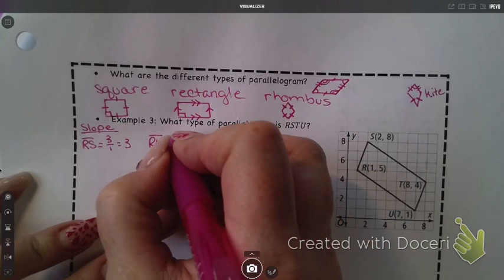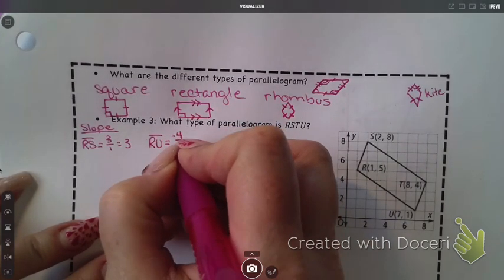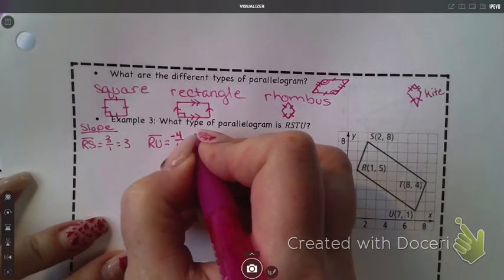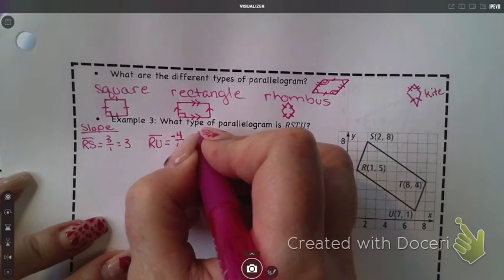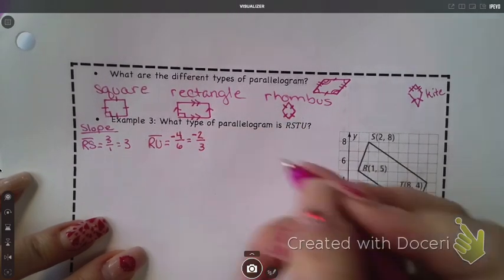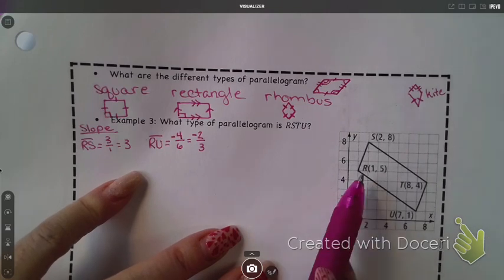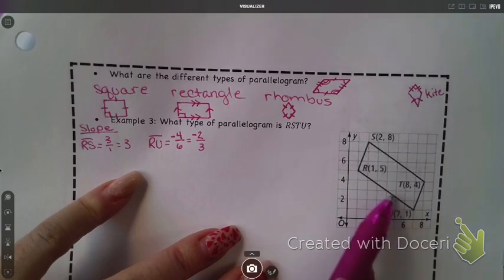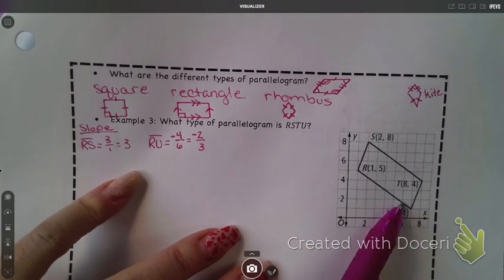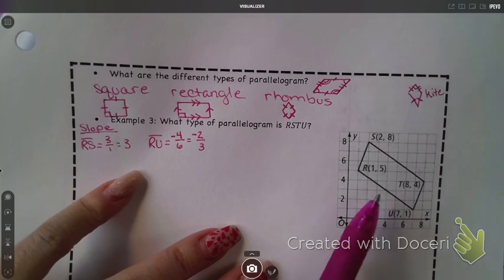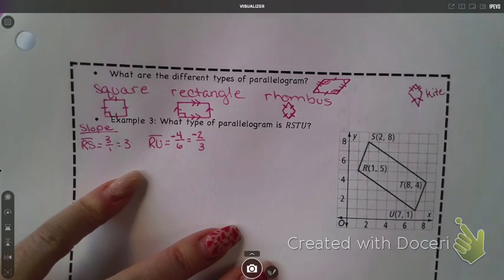I get -4/6. You get -4/6? So we probably should make it into -2/3. If they're both negative, it would be a positive. But RU goes down, doesn't it? Should it have a negative slope? Yeah. If you got a positive slope when it went down, they drew their picture wrong, and then if we were counting, it would be wrong.